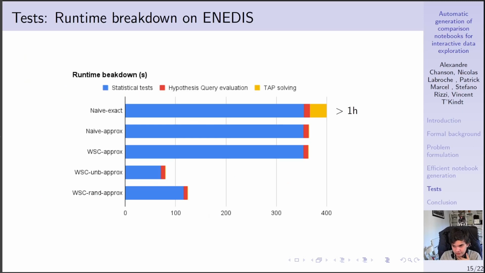So looking at the breakdown of the runtime, obviously the naive exact approach is extremely long, especially solving the problem, which takes very long, more than an hour using a specialized solver program. The other thing to note is that the time in blue is the largest time, even in the weighted set cover, random approximative and unbalanced approximative approaches, the last two that are all the optimizations together. We see the statistical testing takes a significant part of the runtime.